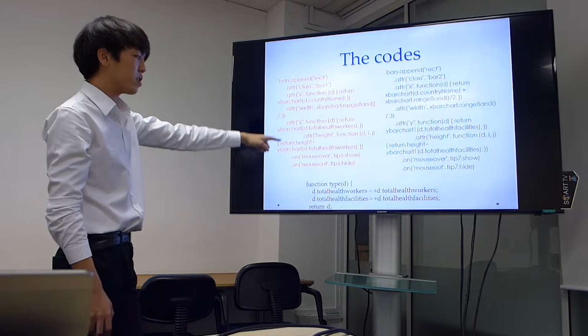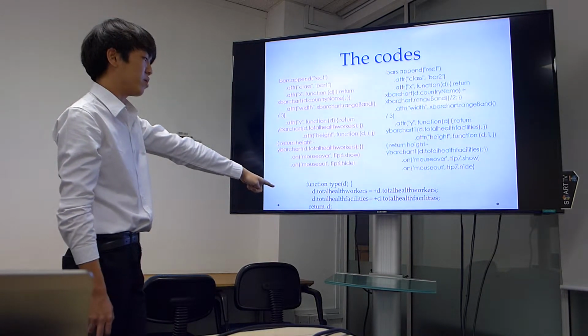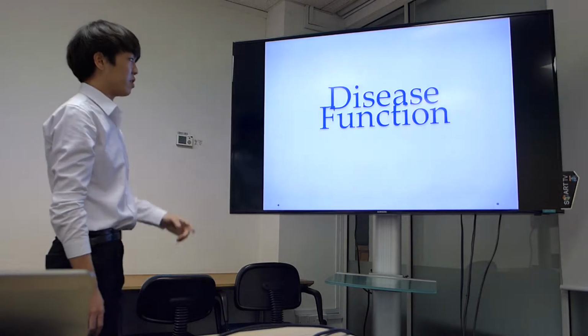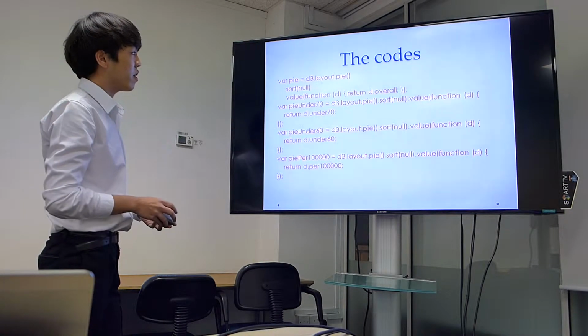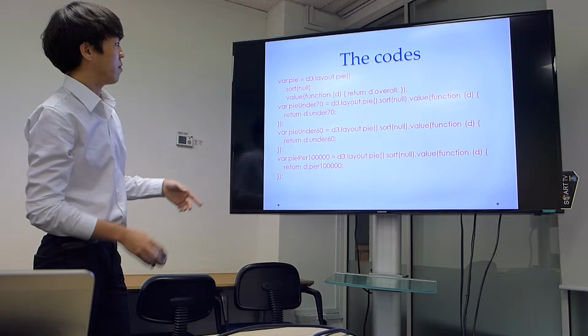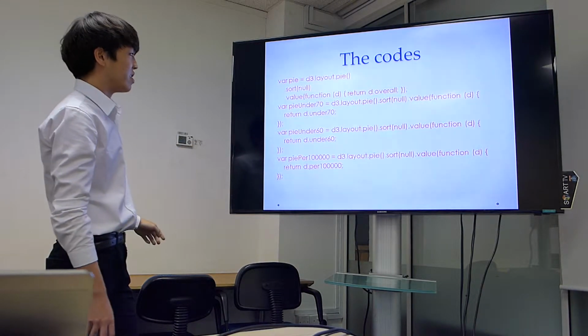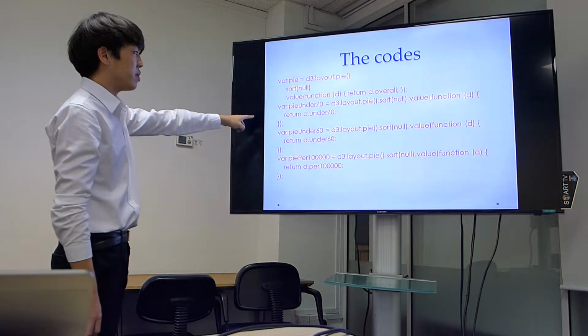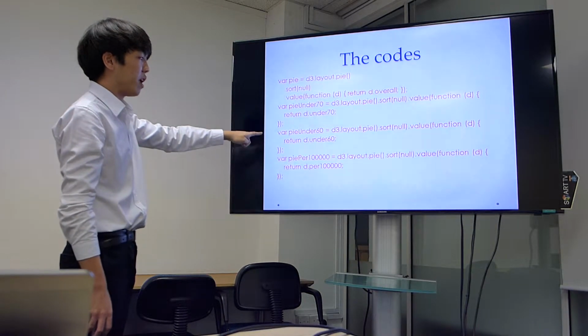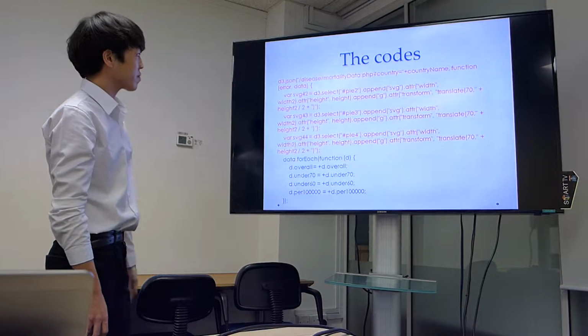So after all these codes, we must return the value so that it will display on the bar chart itself. For the disease function, this is the fourth chart, the pie chart. There are 4 pie charts, and each of these will display one of them.